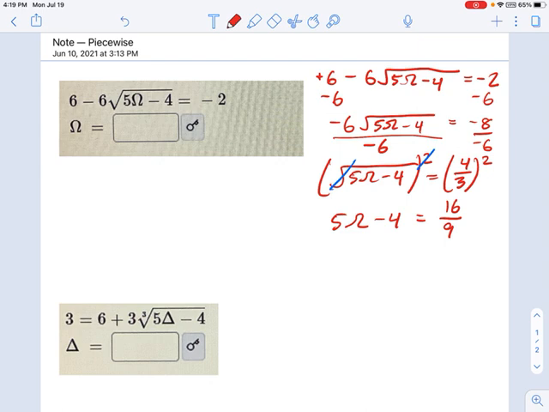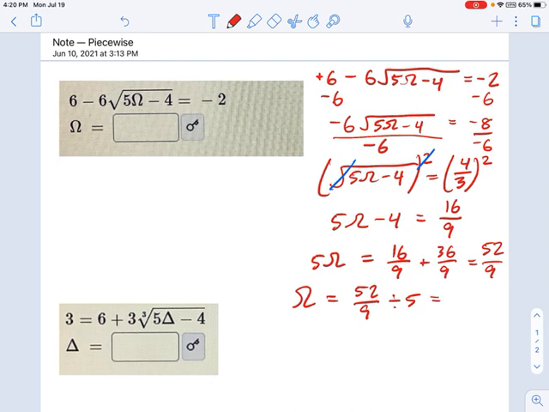16/9. And now we keep on going like we were solving a regular equation. It's going to be 5 omega equals 16/9 plus 4. But instead of 4, I'm just going to write 36/9 because that'll make this a little easier to deal with. That's 52/9. And now I have to divide each side by 5. So this is going to become omega equals 52/9 divided by 5, which is the same as 52/9 times 1/5. And that, in turn, equals 52/9 times 5, which is 45. So there's our solution to the first one.